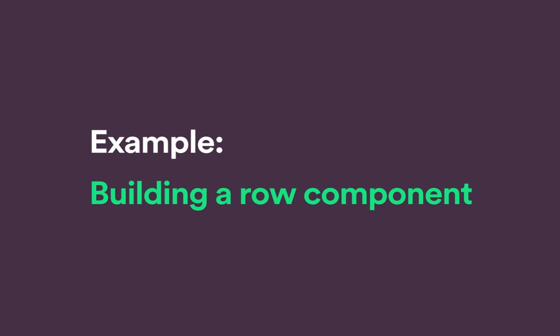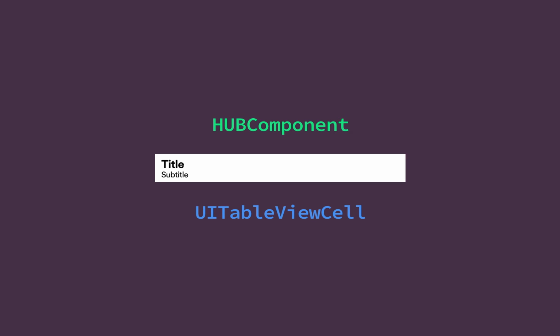So let's take a look at an example and how we can use a hub component to create a row using a table view cell. What we're going to do here is create a component that looks like this, just a standard table view cell. We're going to do that by conforming to the hub component protocol in a custom object, and then we're going to use the system provided UI table view cell to actually render this component. So what steps are involved in actually making this happen?